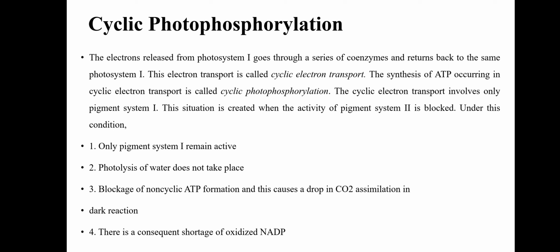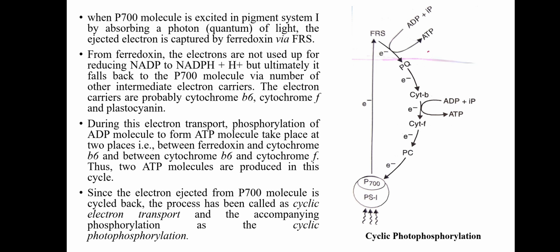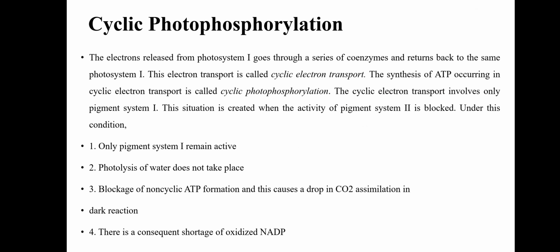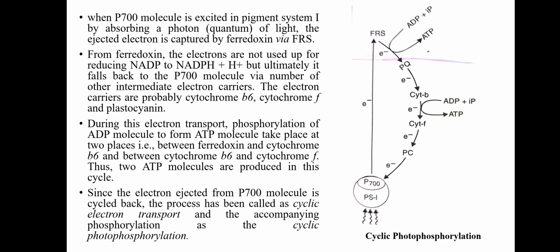This situation is created when activity of photosystem 2 is blocked. When there is lack of photosystem 2 or it is blocked, only photosystem 1 will work and cyclic photophosphorylation occurs. Under this condition, only pigment system 1 is active and photolysis of water does not take place. Blockage of non-cyclic ATP formation causes a drop in CO2 assimilation during dark reaction. There is a consequent shortage of oxidized NADP. So what will occur in cyclic phosphorylation?